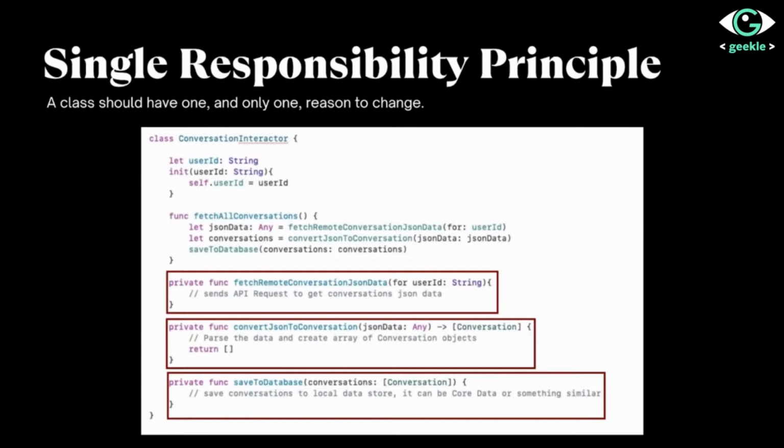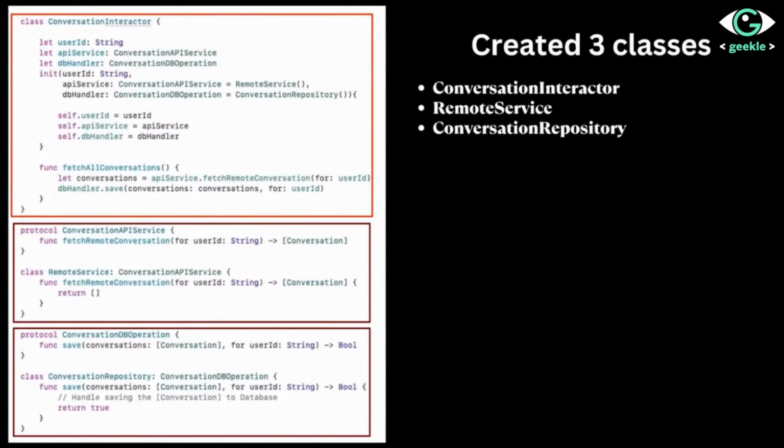We can solve this problem easily by breaking down each responsibility into different classes. I have created separate classes for each responsibility which the conversation interactor was handling, and this is how our class looks like. As we can see, we have now split the responsibility of the bigger task into three classes: conversation interactor, remote service, and conversation DB operation, which makes it easy for us to deal with particular classes rather than a giant conversation interactor class.